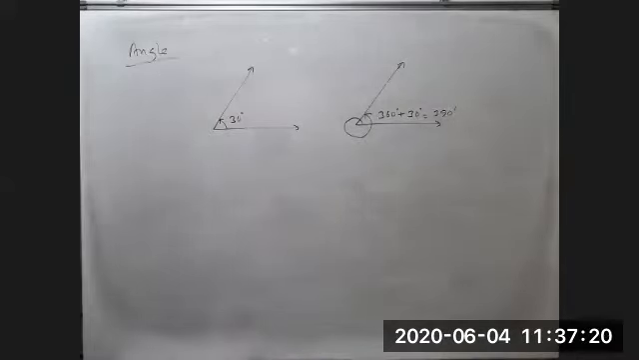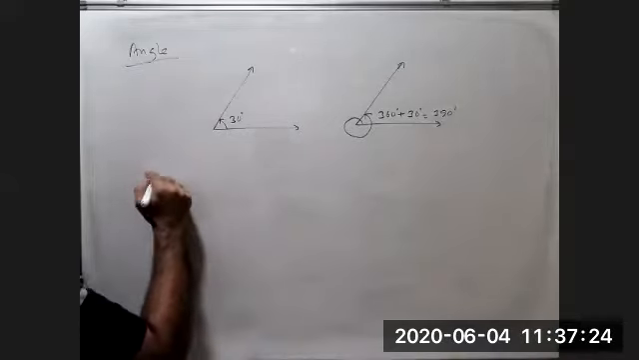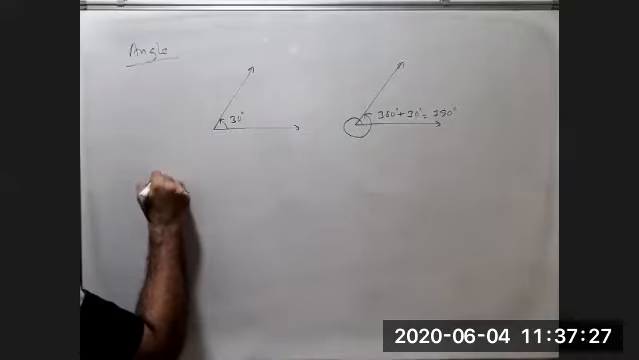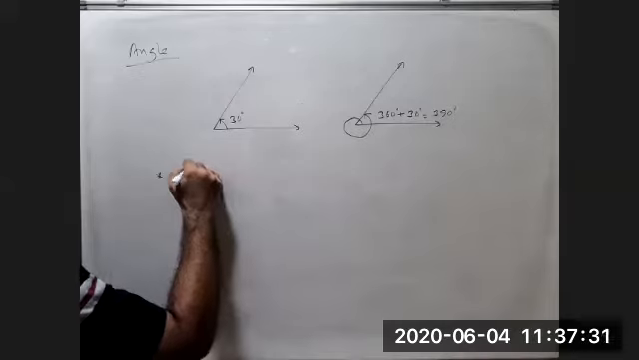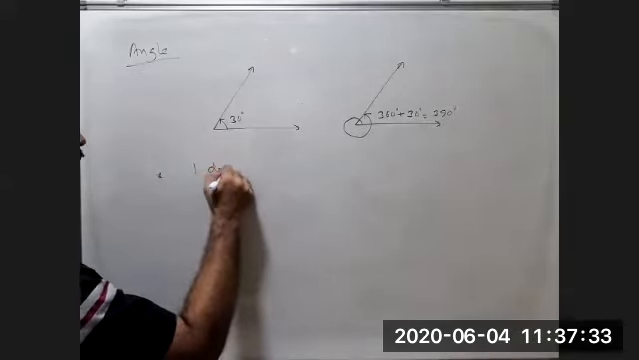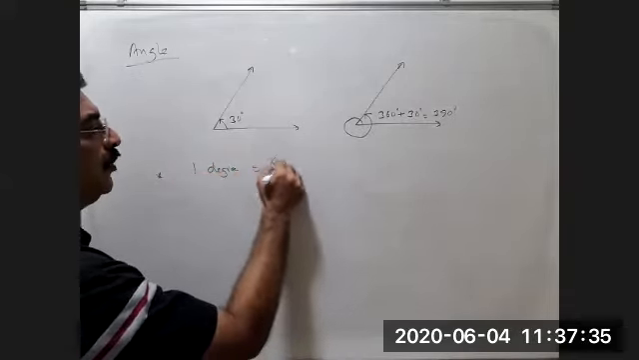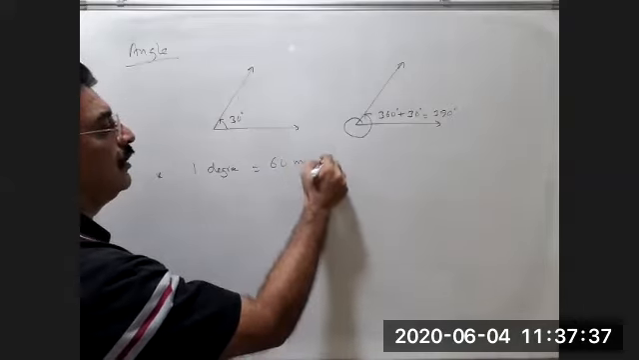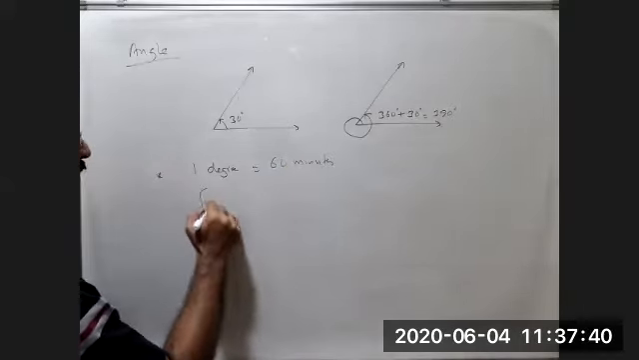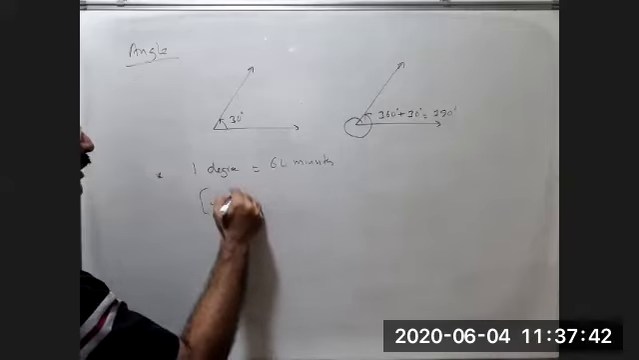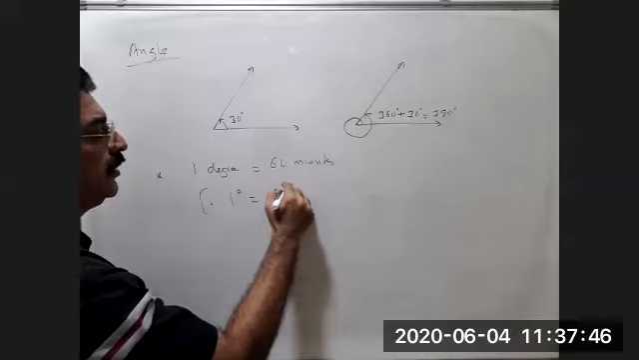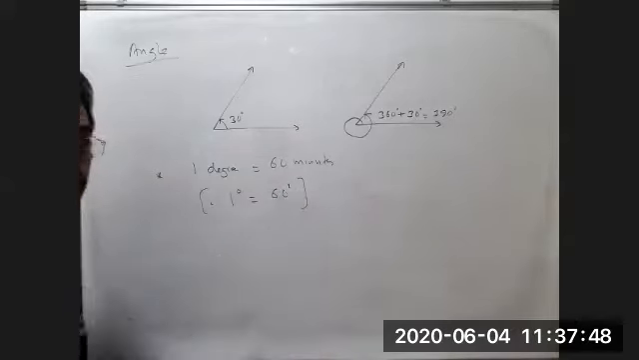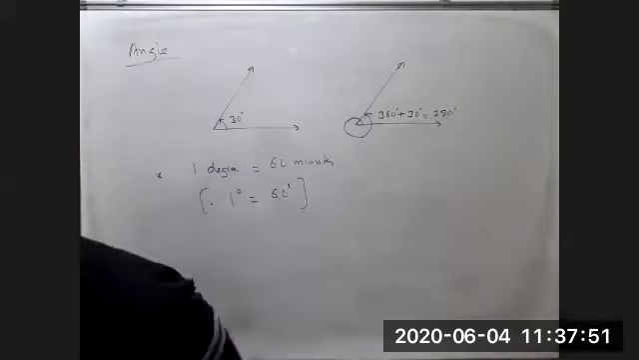Then, next point to remember. 1 degree is equal to 60 minutes. We put 1 dash: 60 minutes.